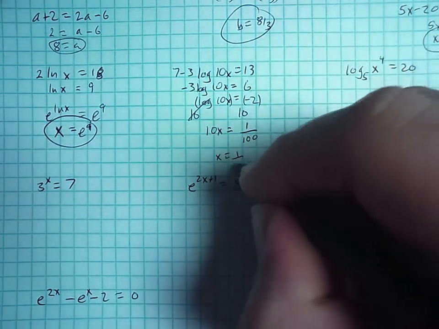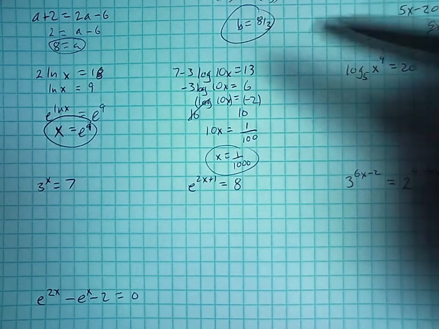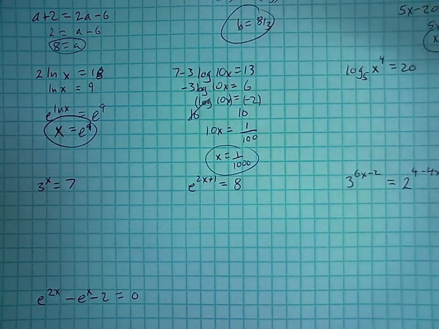In this case, I'll get back to this then. Divide by 10. That gives me 1 over 1,000, which is inside the domain. It's positive, so I'm good to go.